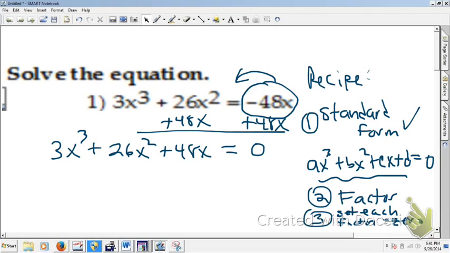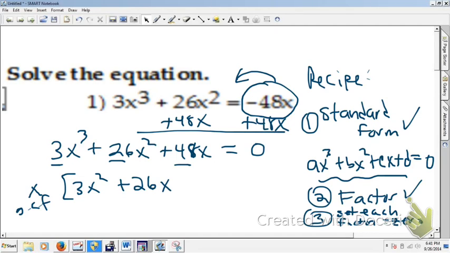Okay, hope that it factors. So remember, we try and factor it. We pull a GCF. Now we say, does 3 go into every number in the list? No, it doesn't, but they all have an x. So we're going to pull a GCF, x. You're going to be left with 3x squared plus 26x plus 48 equals 0.